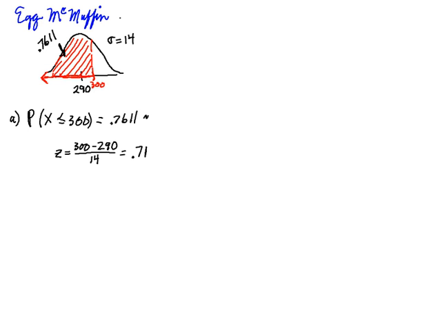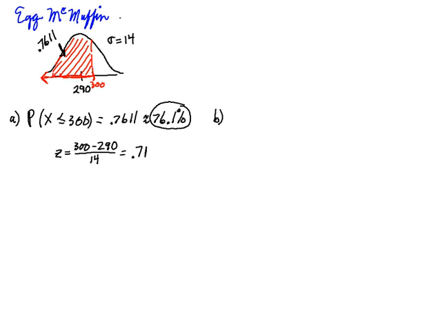0.7611, or approximately 76.1%. So what's the probability of a particular serving contains fewer than 300 calories? There's a 76.1% probability of that happening. Okay, for B.